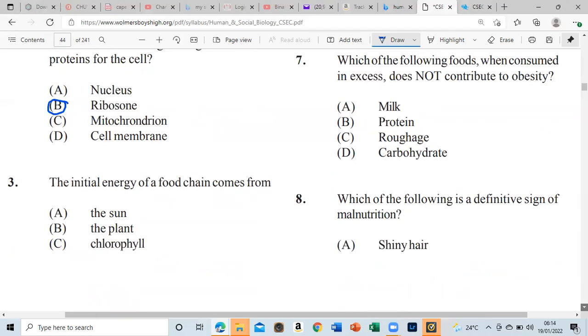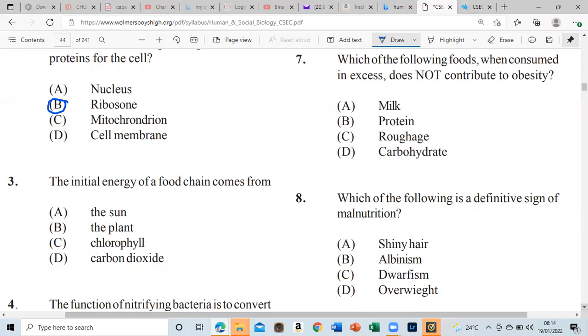The initial energy of a food chain comes from A, the sun, the plant, the chlorophyll, or carbon dioxide? And that would be A, the sun. Guys, do attempt to answer the question before the answer is given.